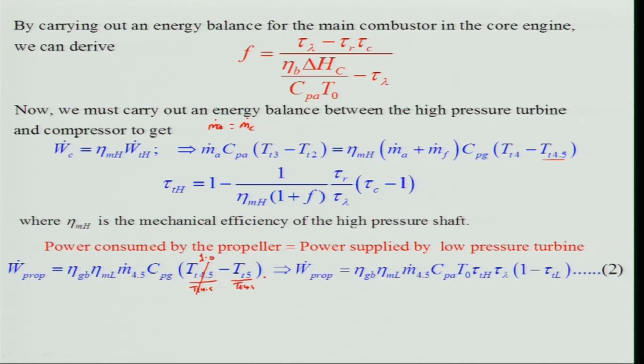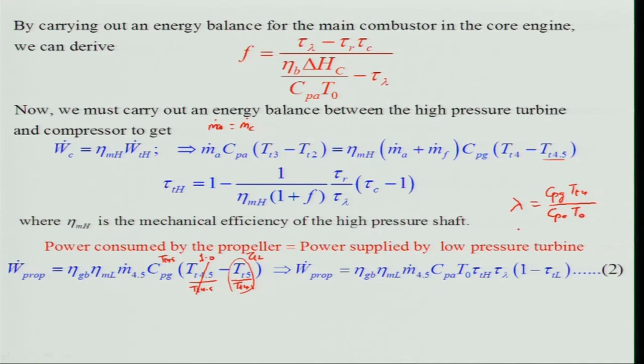If you look at this, it is nothing but your tau_t_L, right? And when I divide this, I need to multiply it by your 4.5, yes or no? Then this expression TT4.5 and CPZ, I can express in terms of tau_lambda, CPA, T0 and tau_TH. By definition, what is lambda? Lambda is equal to CPZ TT4 divided by CPA T0, yes or no?